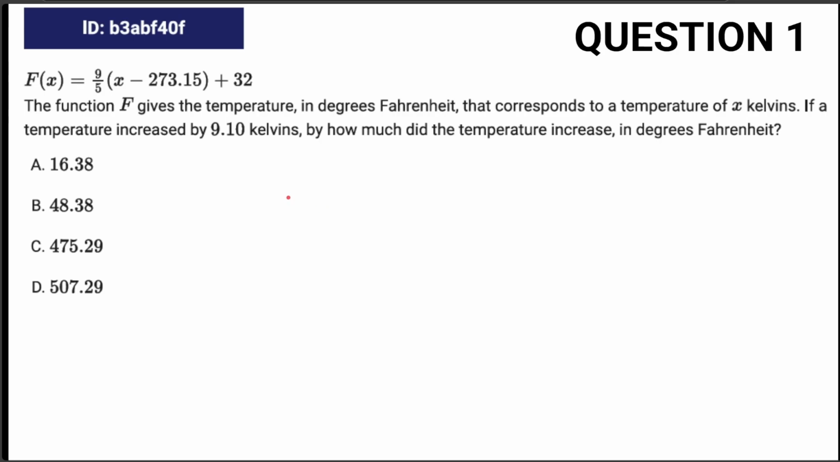Okay, so for this, we have the function f here, which gives the temperature in Fahrenheit that corresponds to a temperature of x kelvins. So this is Fahrenheit, and this is kelvins. If a temperature increases by 9.1 kelvins, remember kelvins is x, how much did the temperature increase in Fahrenheit, which is f of x? Basically, we want to know when 9.1 is added to x, how much does f of x increase?